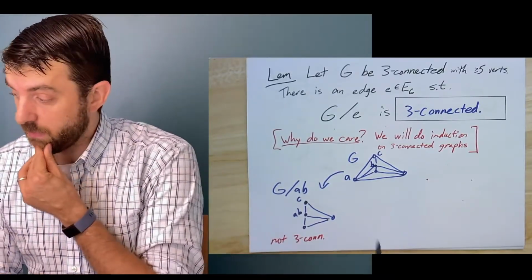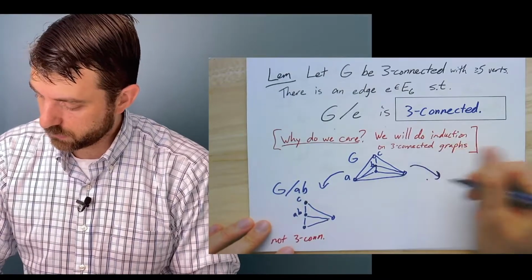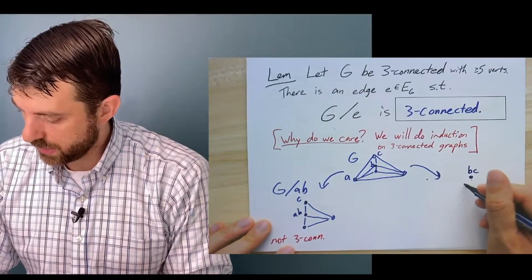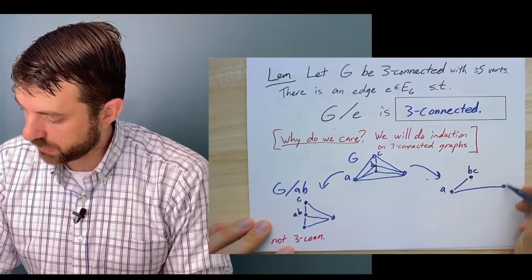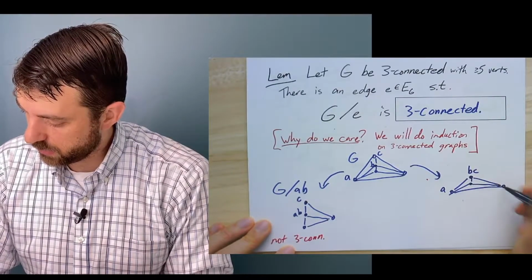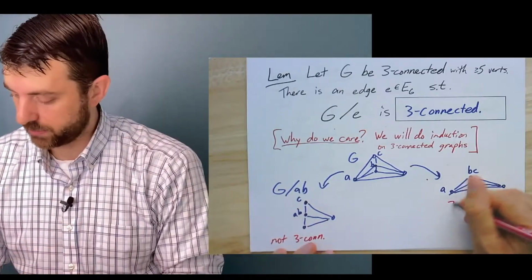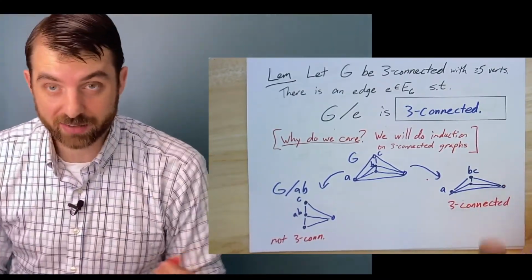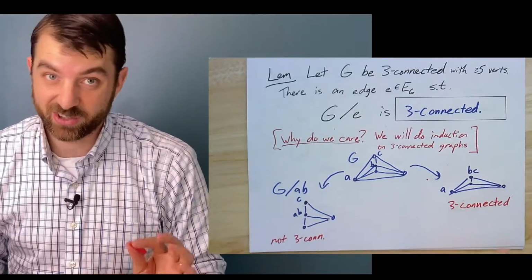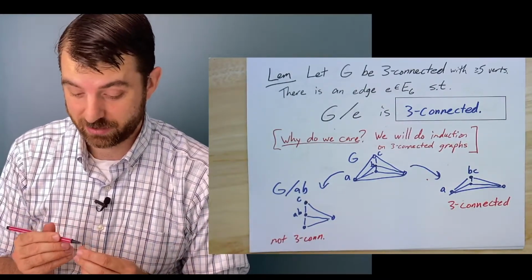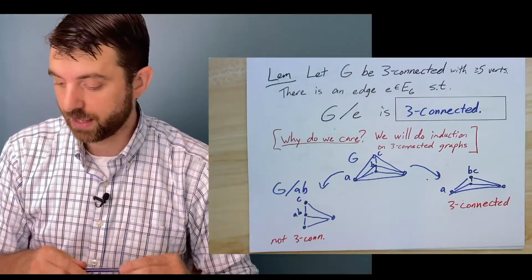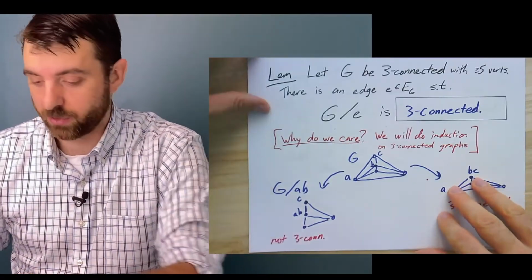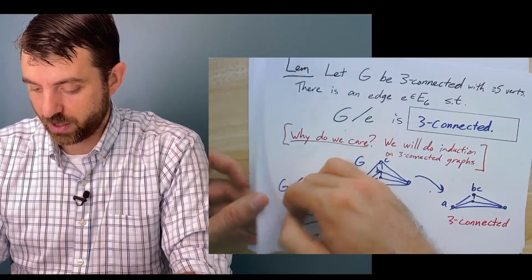On the other hand, if I were to contract BC, let's see what we get there. If I contract BC, I get a single vertex BC, and I still have A over here, and I have another vertex here, one here, here, and here, and I get K4. And so this one is 3-connected. So at least in this case, I did have an edge that I could contract that would result in a 3-connected graph, but I've also seen that not every edge that I contract will result in a 3-connected graph. So I'll have to see how I guarantee that this one exists, and how I find it.